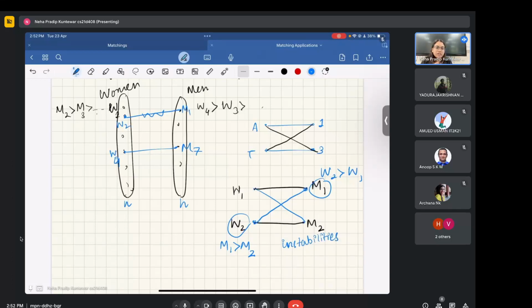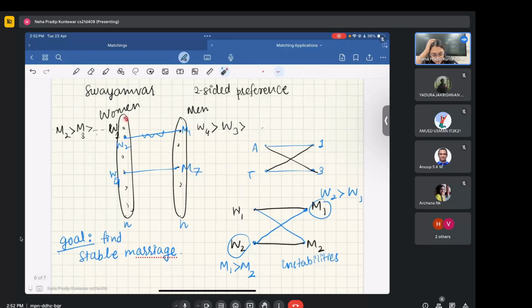Okay, so again the idea is the same. We want to remove all the instabilities that can arise. So basically we want to find a stable marriage. Okay, so is the question clear? You have n men and n women on both sides. Each of them has their own preferences, and at the end we want to match them such that there are no instabilities. So that is the goal.